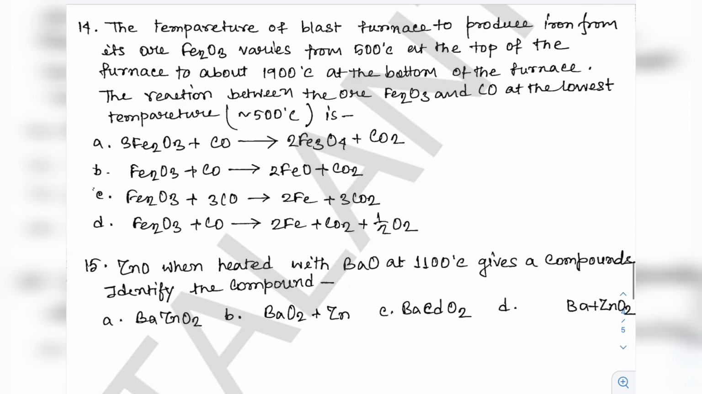Next, question 14. The temperature of the blast furnace to produce iron from its ore Fe2O3 varies from 500 degrees Celsius at the top of the furnace to about 1900 degrees Celsius at the bottom. The reaction between the ore Fe2O3 and CO at the lowest temperature, around 500 degrees Celsius, is: Fe2O3 is reduced by CO to form Fe and CO2. So option C is the correct answer.